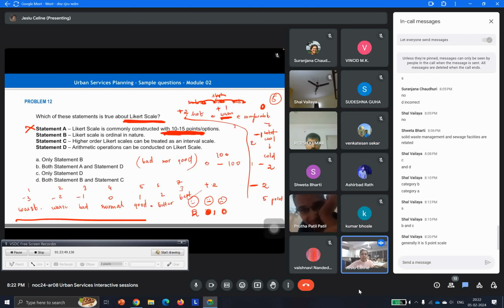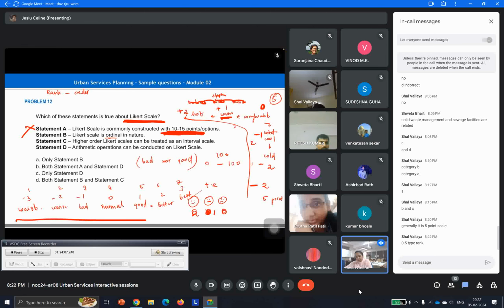Very good. Yes, it is basically ranking, which means we have an order. The term ordinal comes from the fact that there's some order. Before we discuss this, there are different data types. There are 4 data types. What are the different 4 data types?